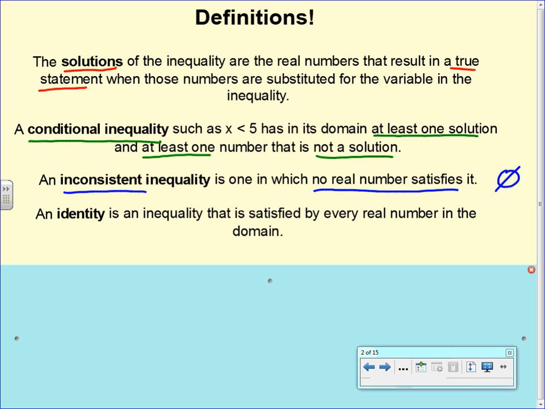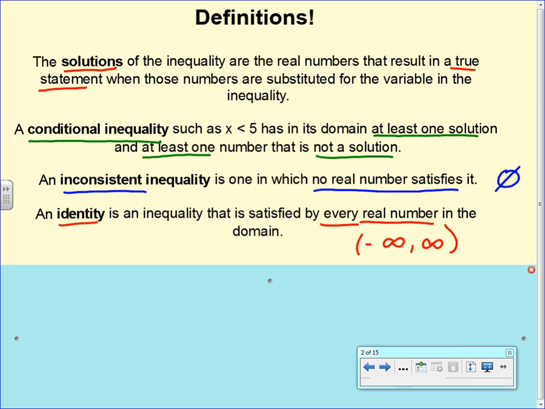Last one is an identity. An identity is an inequality where every real number is a solution. So the solution to an identity will be our all real numbers solution that we've seen before. Negative infinity to positive infinity. Okay? So solutions are anything that works. Conditional is some answers work, some don't. Inconsistent, no answers work. And then identity, every real number works.